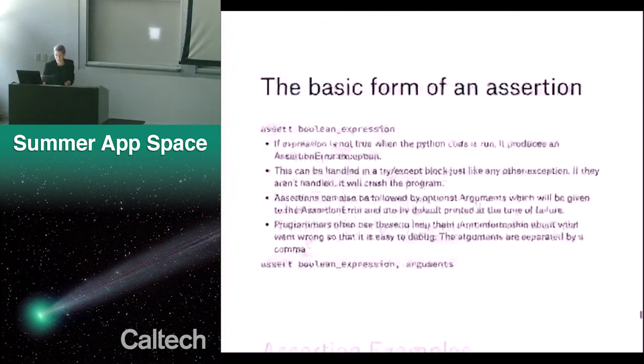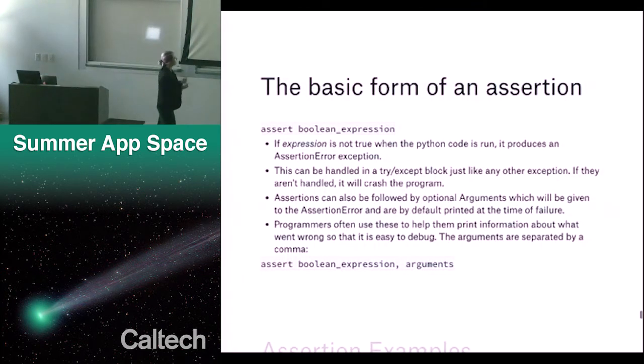So let's look at how we actually do an assertion. All you have to do is write in your code assert and then some Boolean expression. If that expression is not true when the Python code is run, it produces an assertion error exception. This can be handled in a try except block, just like any other exception. We'll meet the try except block very soon. If they aren't handled, it will crash the program.